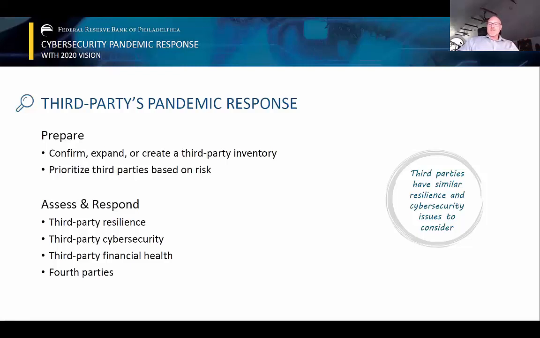And finally, fourth parties and fifth parties, sixth parties. You're especially interested in their mission essential services. What services are these fourth and fifth parties providing that you are really reliant on? You want to make sure that your third party is doing to their fourth party what you are now doing to your third party. You want to make sure that your third party has their own effective third-party risk management program and that they're proactively reaching out to their third parties and making sure that they can continue to deliver on their commitments.